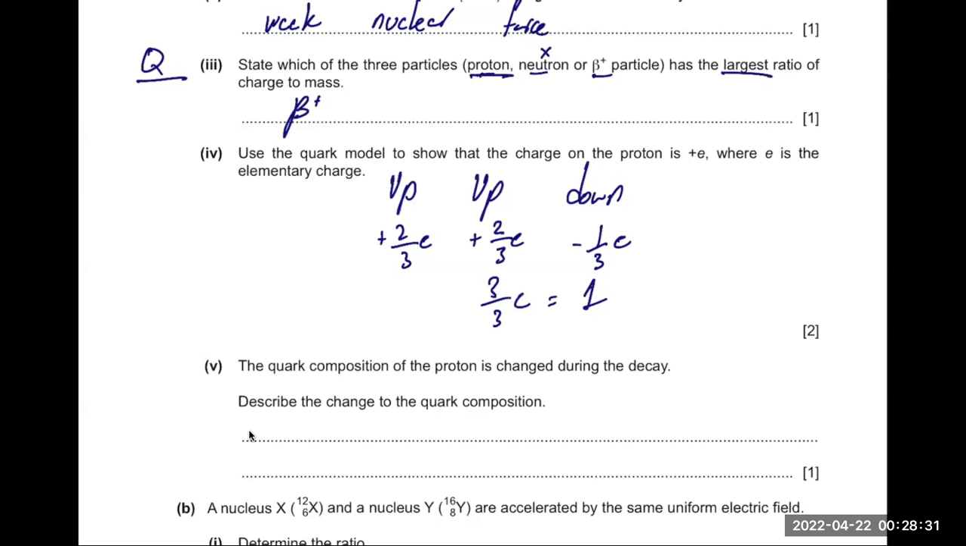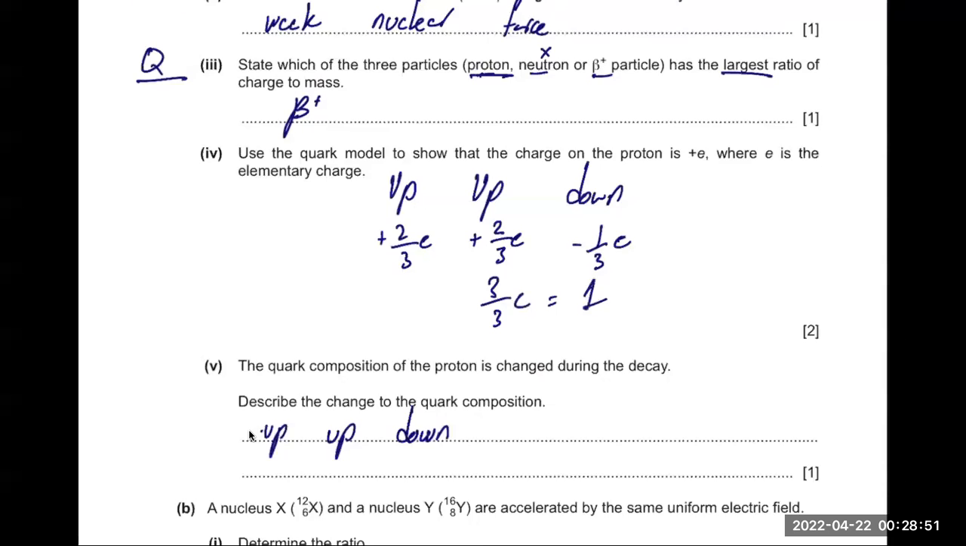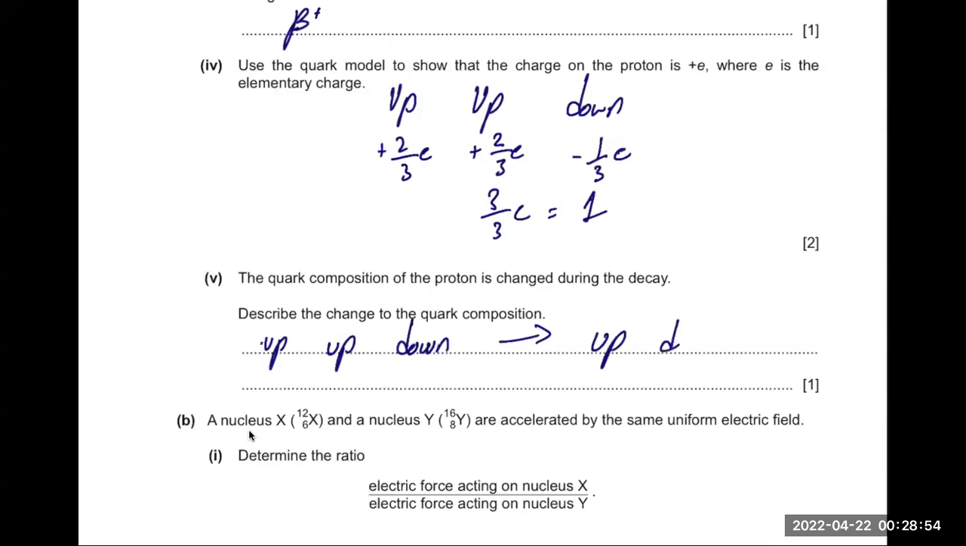Part 5 says the quark composition of the proton is changed during the decay. Describe the change to the quark composition. What is the change? You can either say that up, up, down, which is the quark composition of a proton, because they've told you that a proton decays into a neutron, gets converted into up, down, down, which is the quark composition of a neutron. Or you may say that one of the ups gets converted into a down quark. An up quark changes to a down quark.